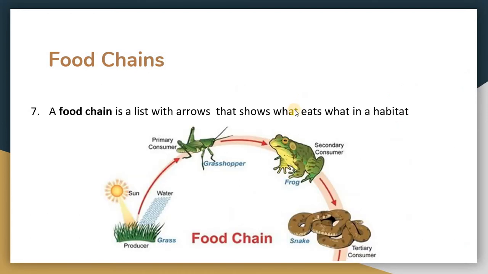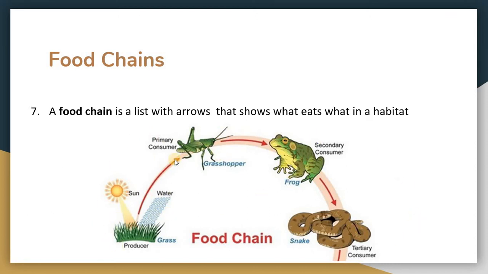And yes, here is a food chain. So what is a food chain? A food chain is a list with arrows that shows what eats what in a habitat. So in this diagram here, this is an example of a food chain. So you can see in the food chain, we have the producer, the consumer.